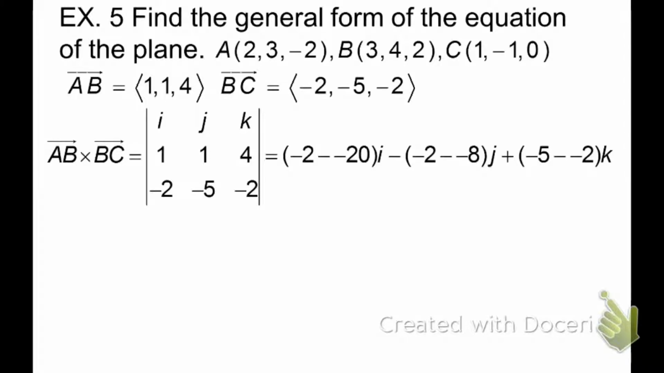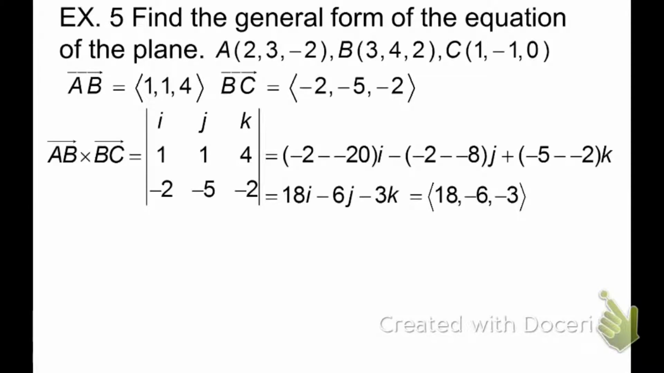So then we're going to simplify in our parentheses here. Negative 2 minus a negative 20 will be 18i. And I have minus a negative 2 plus 8 will be negative 6j. And then negative 5 minus a negative 2 will be minus 3k. So here's my vector, (18, -6, -3). I'm going to use this vector and the point A to create the equation of the plane.